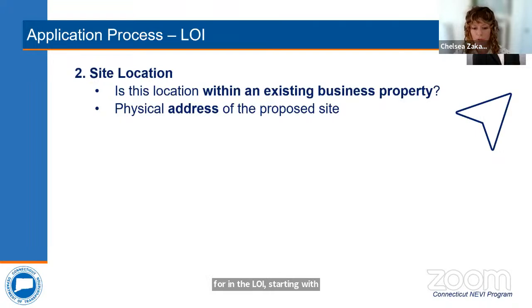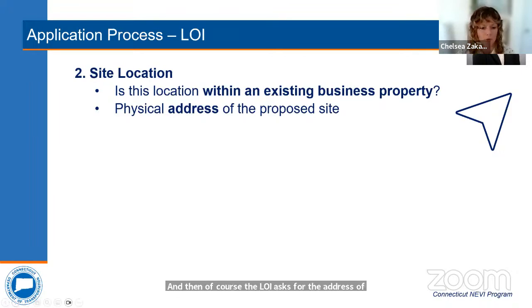After you fill out your contact information as the applicant in Section 1, the LOI asks for details on the site location. We'll want to know, is the proposed location within an existing business property? For example, does it share the site with an existing retailer or gas station? If yes, you'll provide brief details as to how the EV charger is related to the existing business. And then, of course, the LOI asks for the address of the proposed site in the typical street, town, state, zip code format.